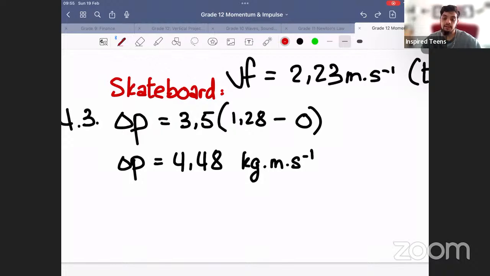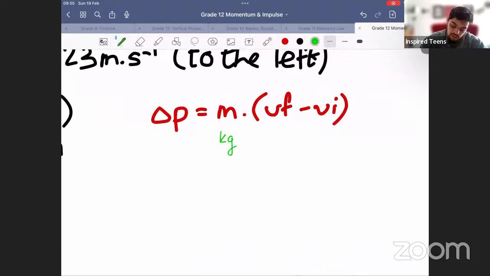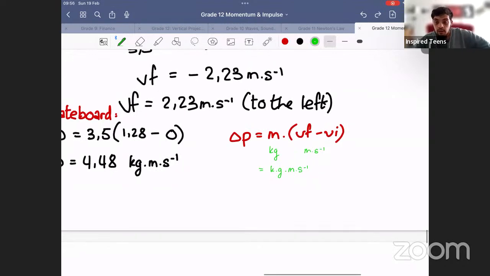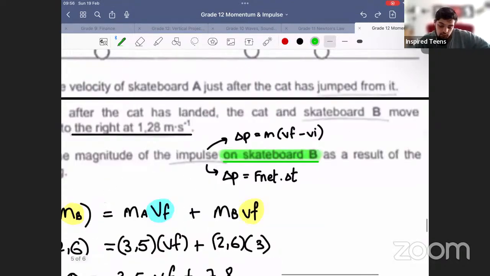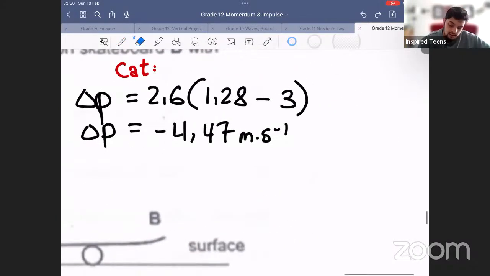Why is the unit of impulse kg meters per second to the -1? It's not 100% important, but basically it's equal to mass times velocity, v final minus v initial, right? Mass is kg, velocity is meters per second to the -1. So therefore, it's kg meters per second to the -1. Okay, it's not as important, but yeah. Oh, sorry, I see what you're saying.